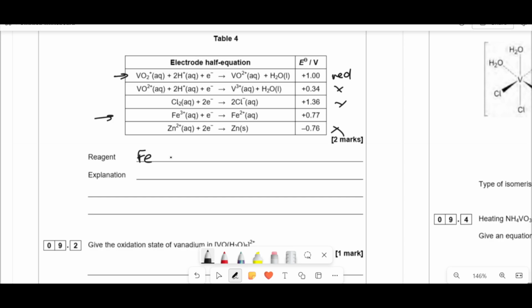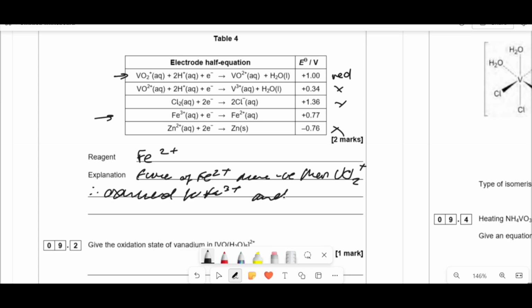So the reagent we're going to use is Fe2 plus, not 3 plus. They're asking you what your reagent is, what you're going to put into this. So we're starting with this, we're going to put this in. So we're going to add Fe2 plus. The reason is that the E value for Fe2 plus is more negative than the VO2 plus. Therefore, it becomes reduced. Sorry, not reduced. It's oxidized to Fe3 plus. And the VO2 plus is reduced.